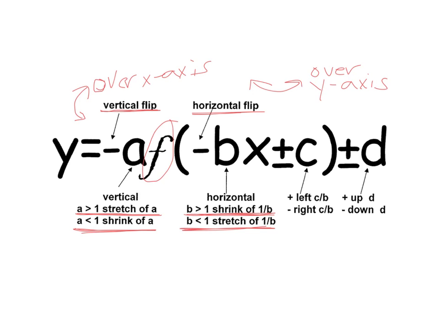Numbers added or subtracted inside the function move the function left and right. And that's also backwards of what you might think. A plus moves the function left, a distance of c divided by b. A minus moves the function to the right, a distance of c divided by b. If a number is added or subtracted outside of the function, that's the d value, and that is how you would think. Plus is up a value of d, minus is down a value of d. So we're going to do several examples using this so you'll kind of get the hang of what I'm talking about here.